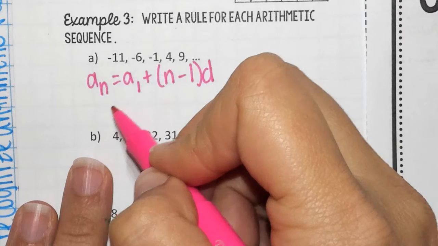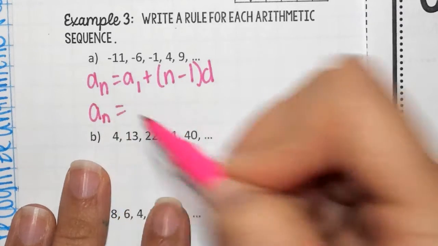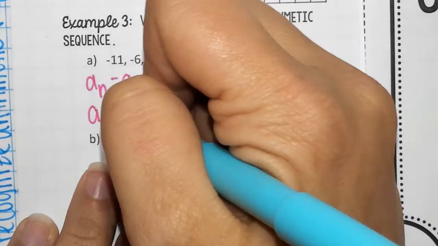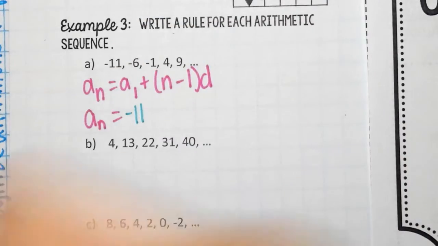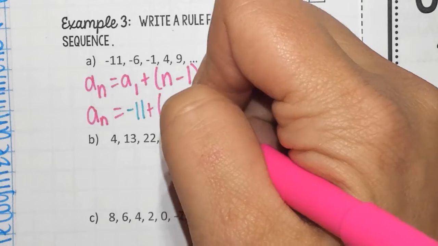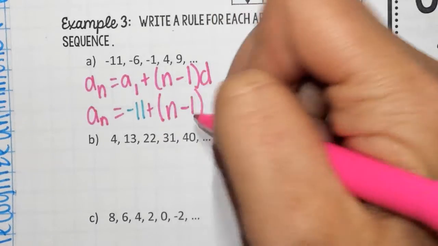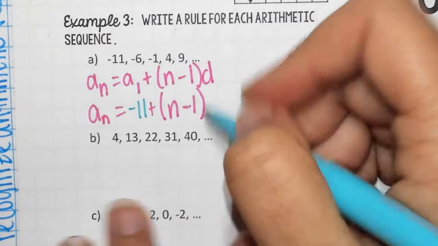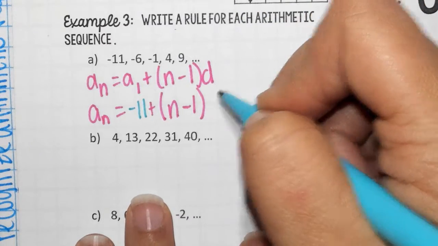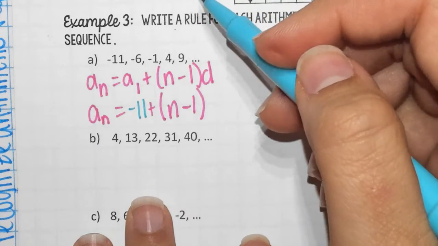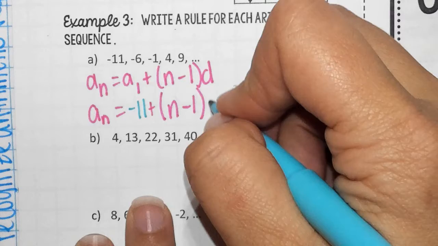Okay, so a sub 1 is our first term. So what's our first term? Negative 11. Now, we don't know what term we're looking for, so we're going to leave n there, minus 1. And what's the common difference here? How much is it increasing by each time? It's going up by 5.